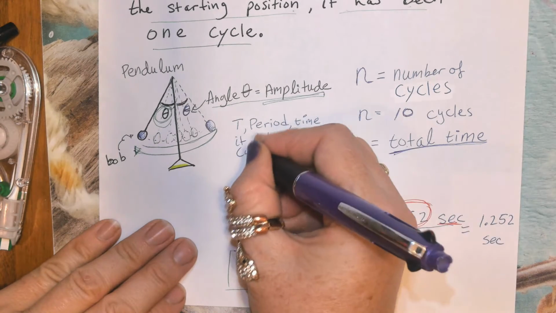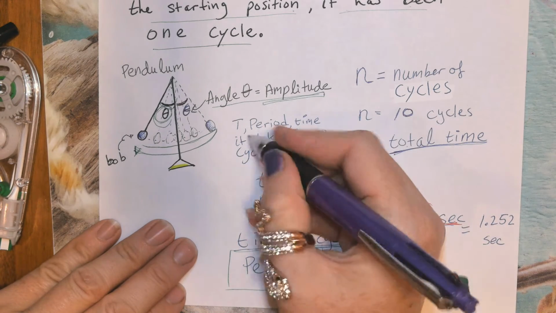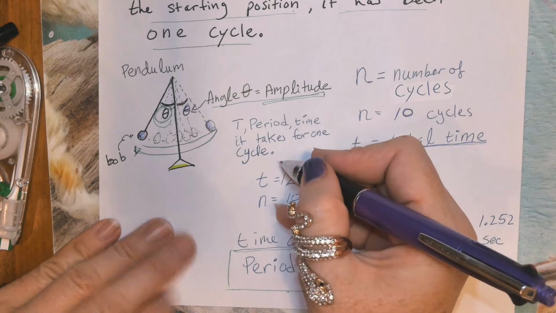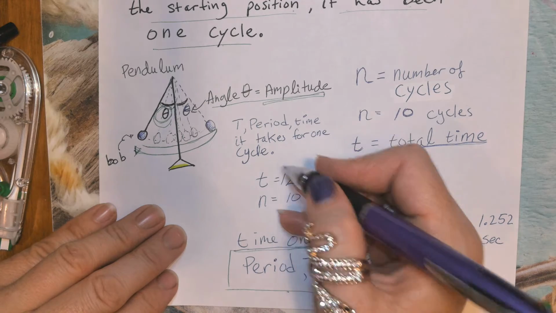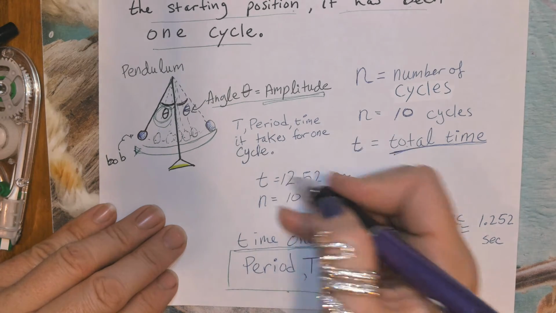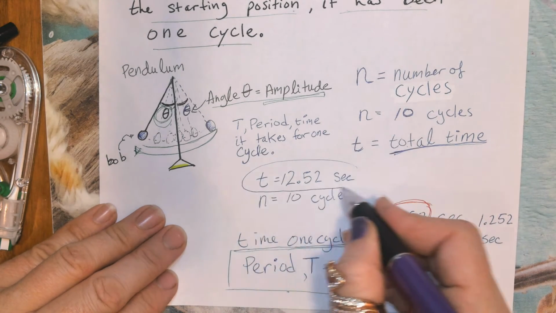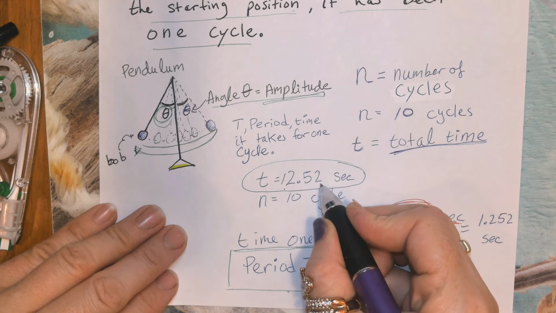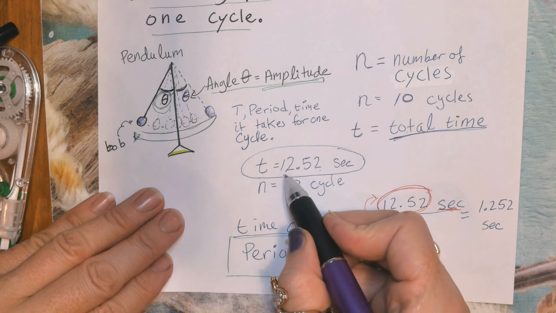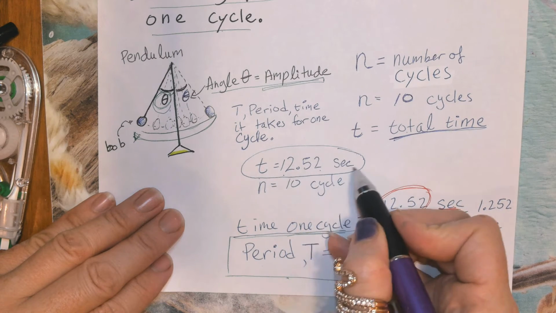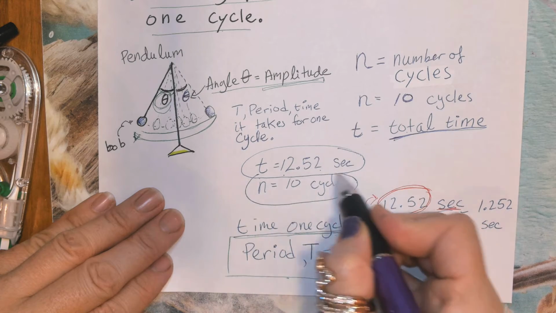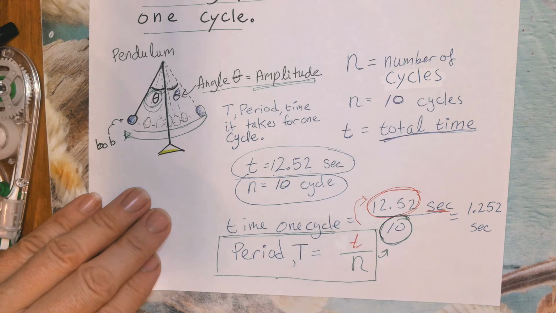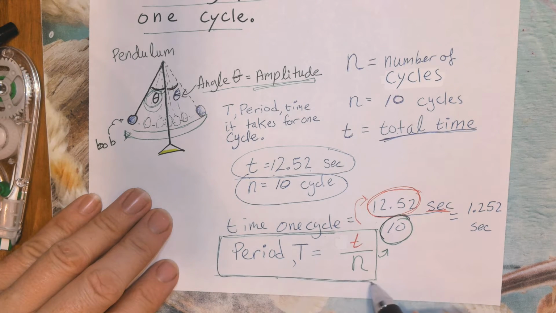In our pendulum lab, we let it swing back and forth 10 times to reduce human error in using the stopwatch, to reduce the reaction time. One student measured that 10 cycles took 12.52 seconds. So in that situation, little t equals 12.52 seconds. N equals 10 cycles. To find the period, we had to use this equation.